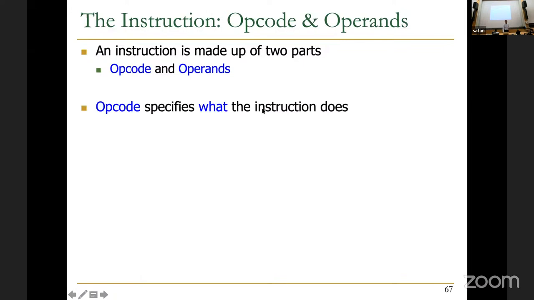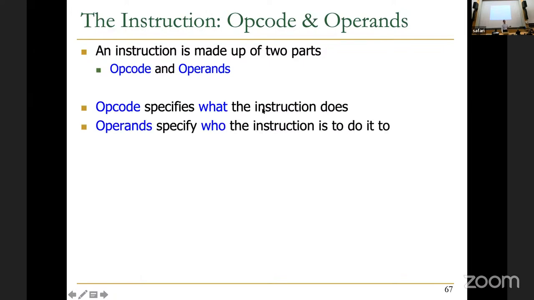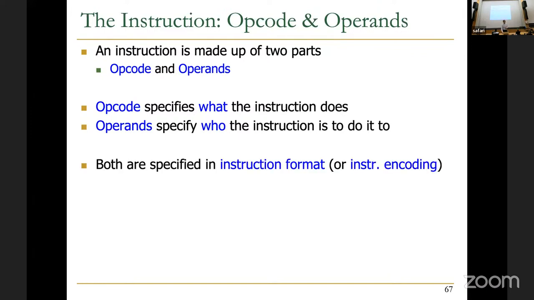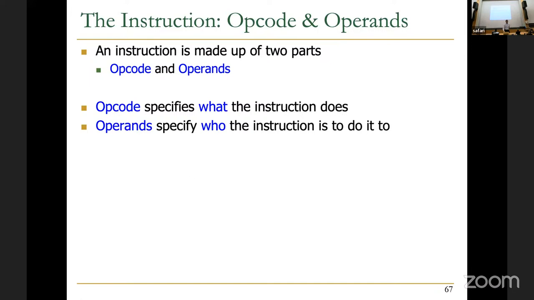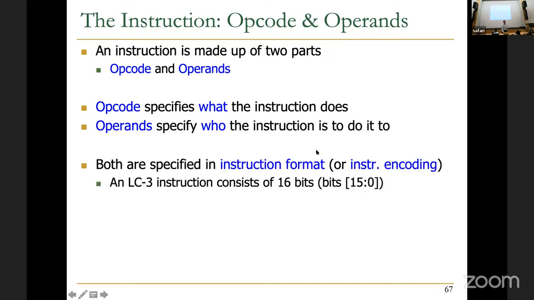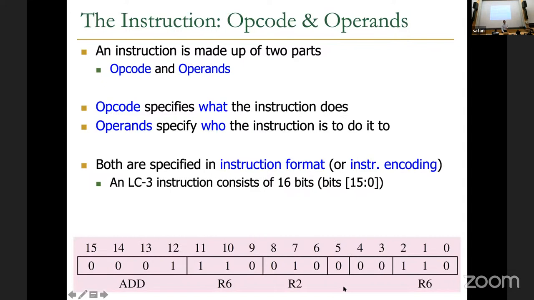Opcode specifies what the instruction does. This is really the command, if you will. Operands specify who the instruction is to do it to. Basically, these are the things that you're manipulating, right? Both are specified in the instruction format. Instruction format is also called instruction encoding. So as we said, an LC3 instruction consists of 16 bits, or bits 15 through 0. So this is one encoding, for example, for an add instruction.